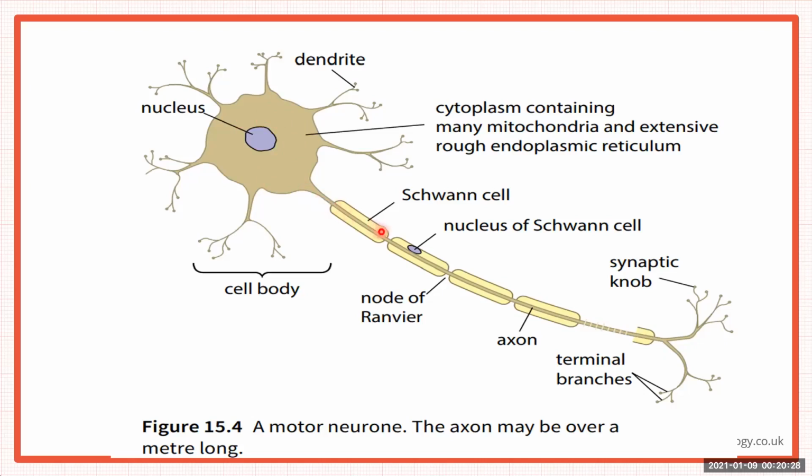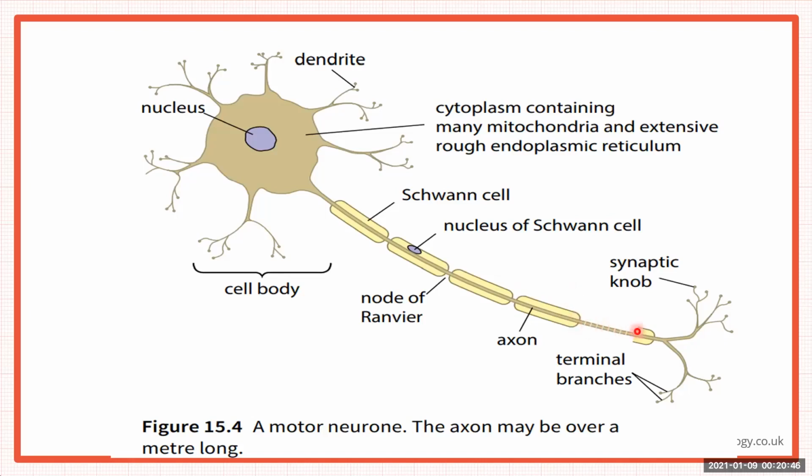Then you can see this is the axon, right? This is the myelin sheath, the nucleus of the Schwann cell. Then these are the nodes of Ranvier, as we just discussed earlier. And this is how the nerve impulse will jump from one node to the next, right? And it will be a quick response.